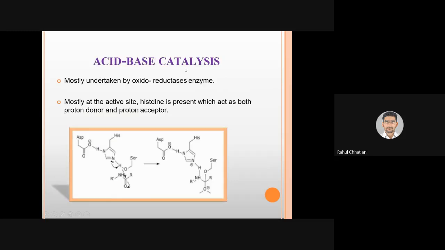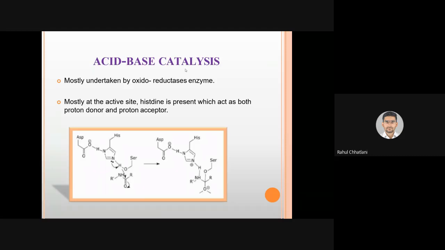Second, acid base catalysis. This is mostly undertaken by oxidoreductase enzymes, as the name suggests, oxidation reduction reactions through acid base catalysis. Mostly at the active site, histidine is present, which can act as both proton donor and proton acceptor. So anything that donates a proton is an acid, and if it accepts a proton, it is a base. We have seen acid base in the first few pH lectures, so the same thing will be followed here.